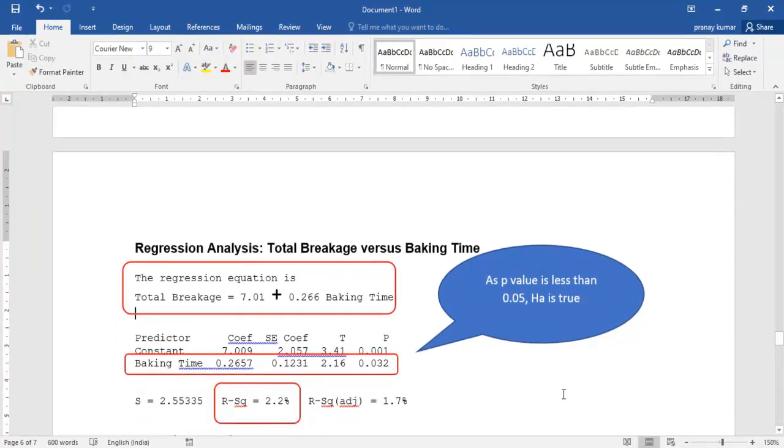कैलकुलेट करके बताओ. सब लोग करो प्लीज. 13, 14, 15 कितना होगा ब्रेकेज? बेकिंग टाइम बीइंग 13, 14 and 15.